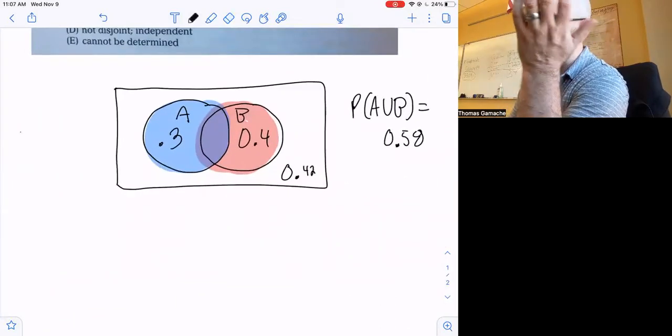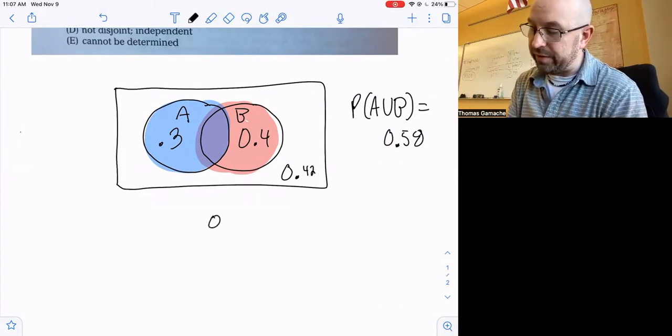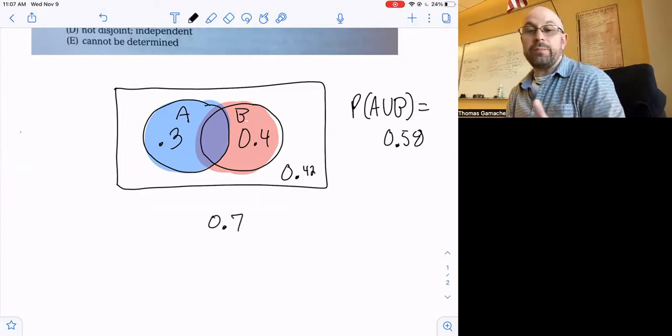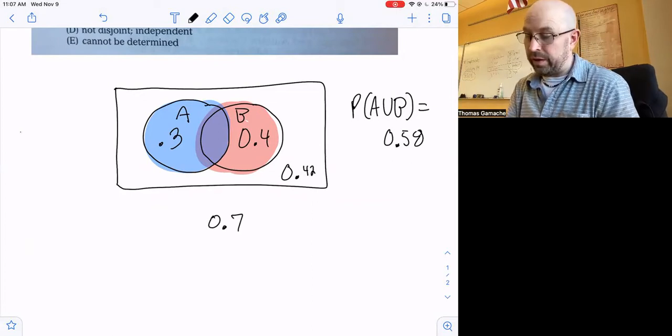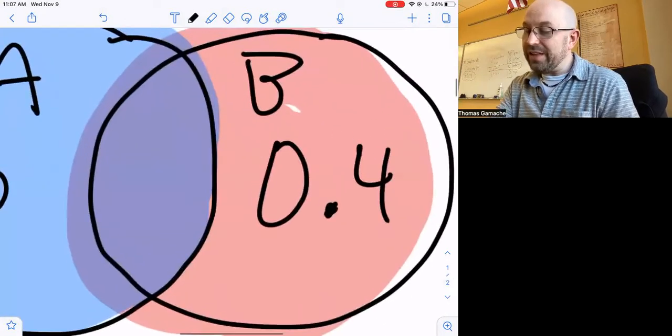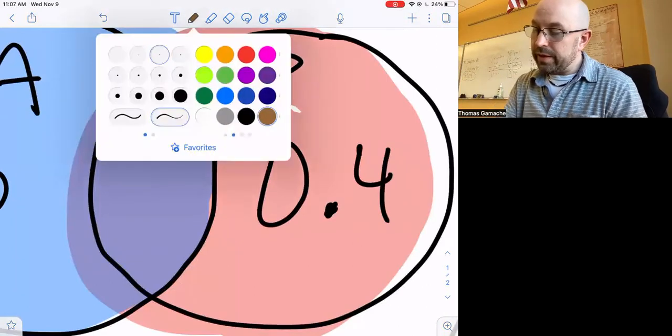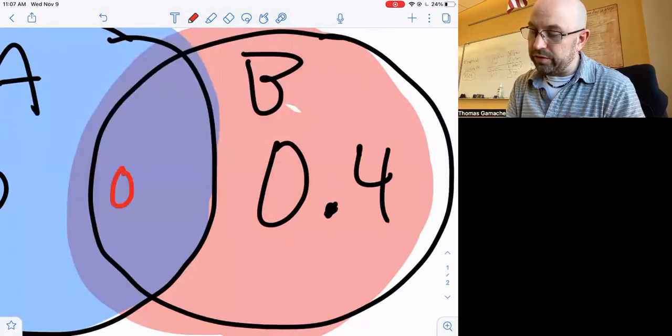So here's what I like to do. I'm going to add up what I've gotten for probability A and probability B. I'm getting 0.7. I'm going to take away that 0.58 because that's what's supposed to be there. What that's telling me is that 0.12 is getting counted twice. That's going to be this overlap here. So I can figure out the overlap, which is really cool. That overlap right here is going to be 0.12.